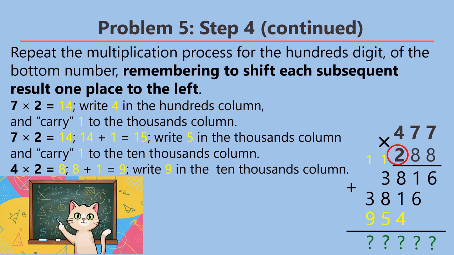7 times 2 is equal to 14, 14 plus 1 is equal to 15, write 5 in the thousands column and carry 1 to the 10,000s column. 4 times 2 is equal to 8, 8 plus 1 is equal to 9, write 9 in the 10,000s column.